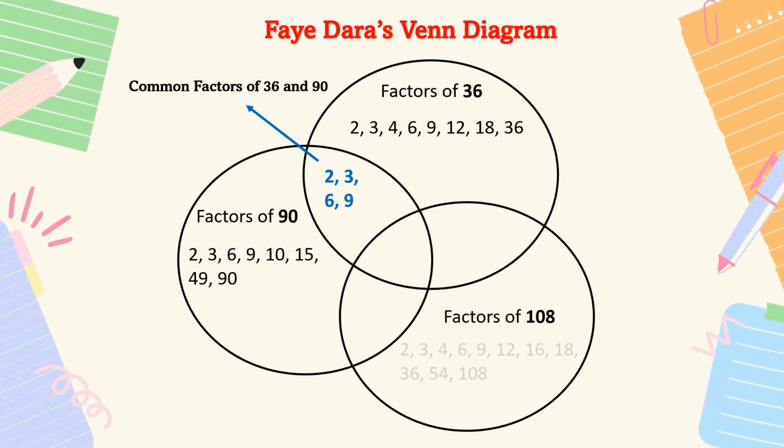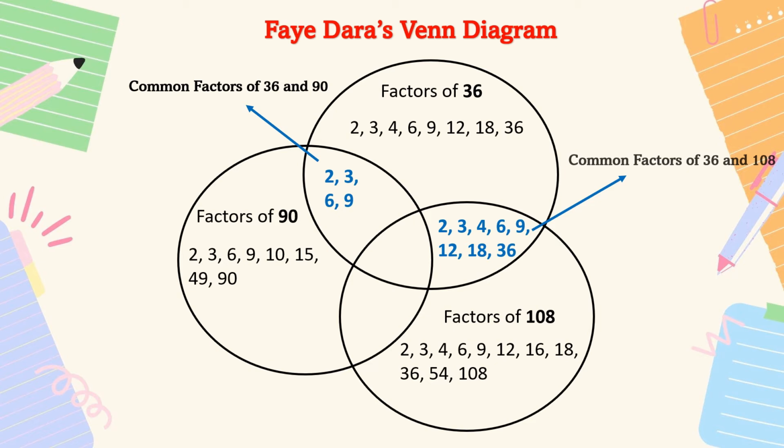Now let's have the third circle. Factors of 108, which are 2, 3, 4, 6, 9, 12, 18, 36, 54, and 108. Now, look at the factors of 36 and 108. What are their common factors? Let's have 2, 3, 4, 6, 9, 12, 18, and 36 and write it on the space where the first and the third circles are connected.